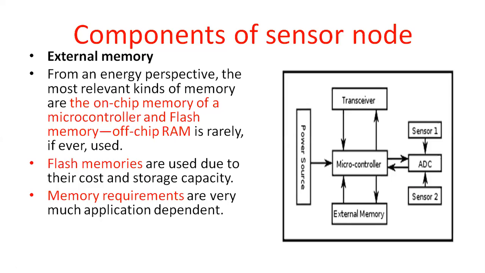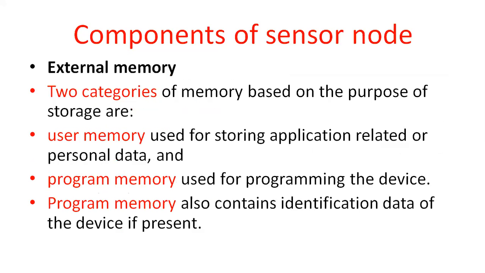Flash memory is used due to its cost and storage capability. Memory requirements are very much application dependent. If your application size is large, you require more memory. You choose the memory depending upon the application. There are two categories of memory based on the purpose of storage: user memory and program memory.